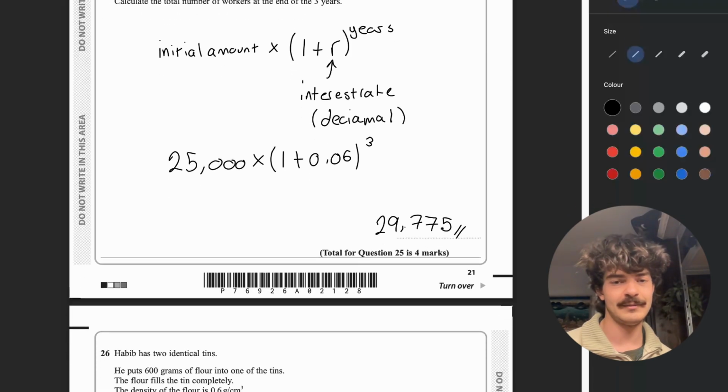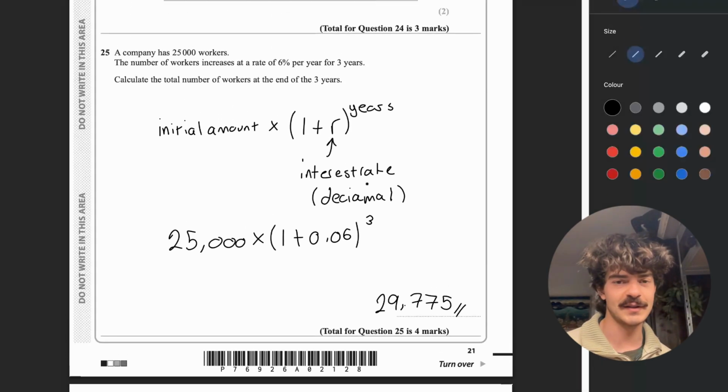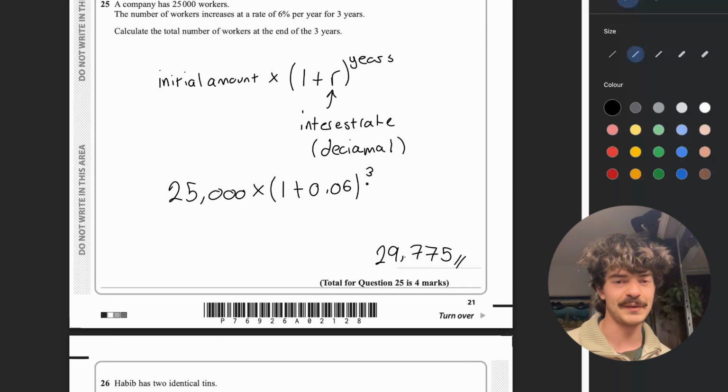Very nice. Yeah, nice question for just 4 marks. That's a lot of marks for that.